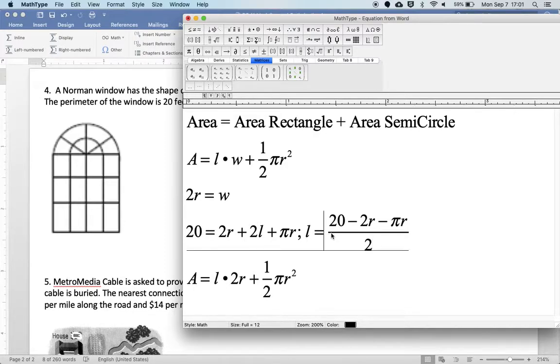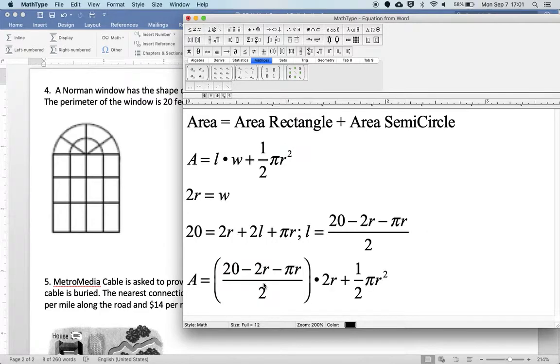I can just take this and now make one final substitution into our area formula. So we had L times 2r plus 1/2 pi r squared. We need to replace that L. So I'm going to substitute out wherever there was an L. I'm going to replace it with that statement.